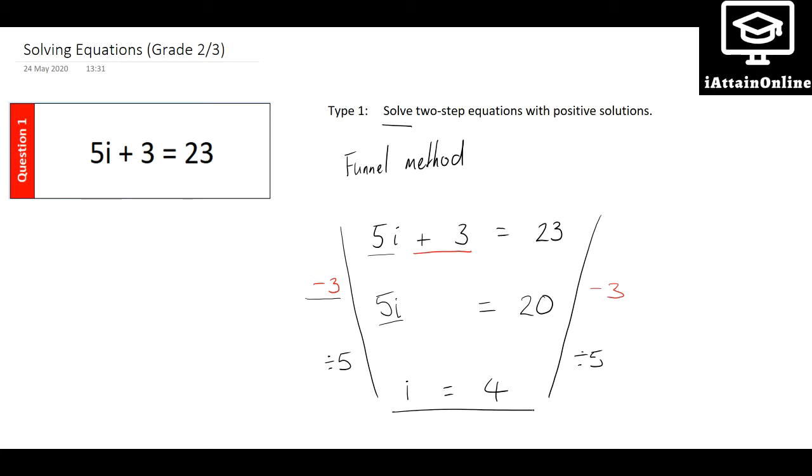So that's my answer. And you could always check it in here. 5 lots of 4 is 20. 20 plus 3 gives you 23. So that one works.